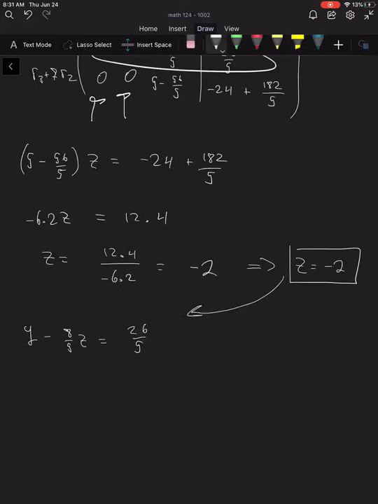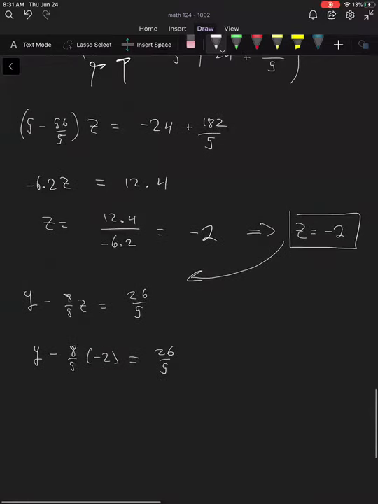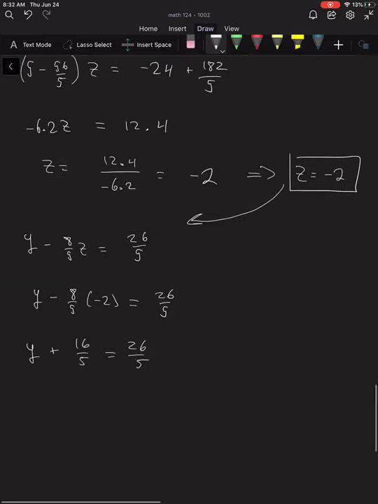And so doing that, we're going to get y minus 8 over 5 times z, and z is minus 2, which is equal to 26 over 5. So what we get is y plus 16 over 5 is equal to 26 over 5. And then subtract the 16 over 5 over, we get y is equal to 10 over 5, which is equal to 2. Correct? Yeah, so this gives us that y is equal to 2.